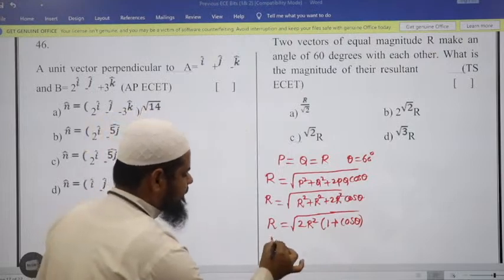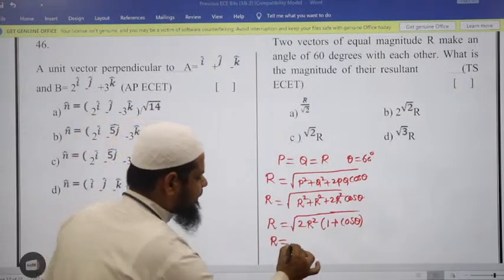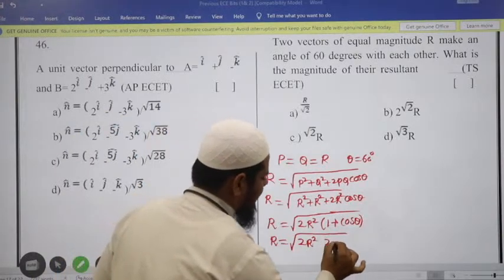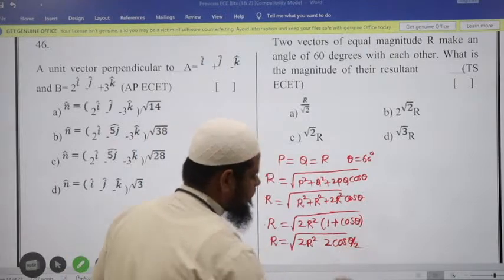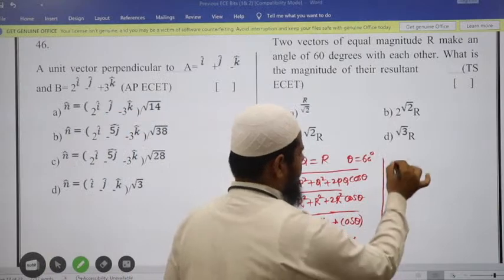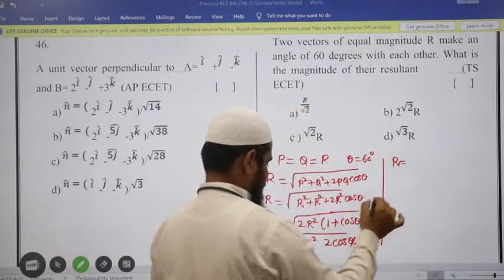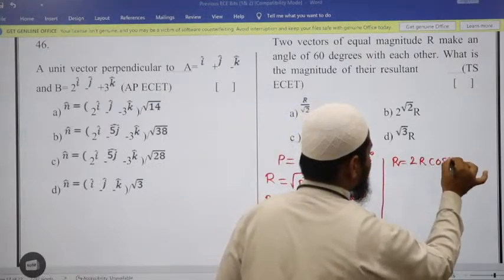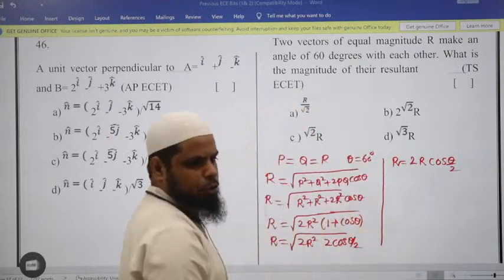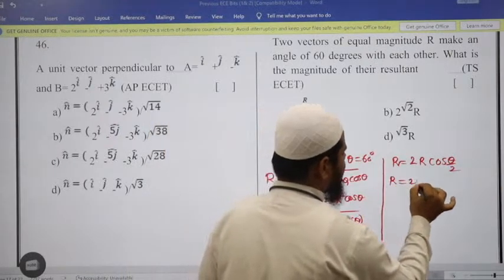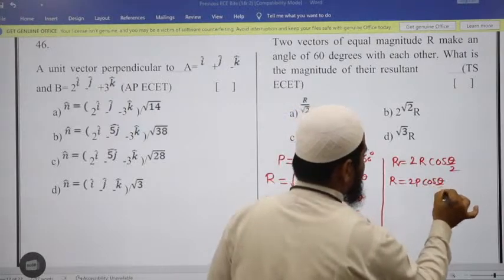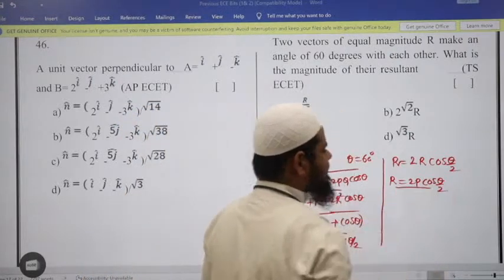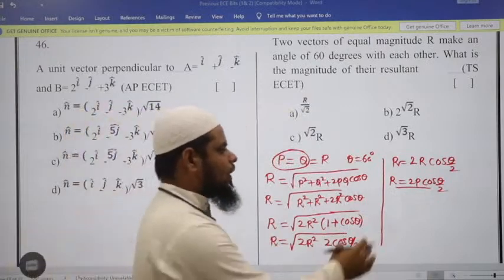So R is equal to, what do you get here? Root over 2R square, 2 cos theta by 2, we can write it here. Then we will get R is equal to 2R cos theta by 2. So we have one more shortcut formula: R is equal to 2P cos theta by 2. If P is equal to Q, then R is equal to 2P cos theta by 2, this shortcut is there. Okay, we'll follow that one.